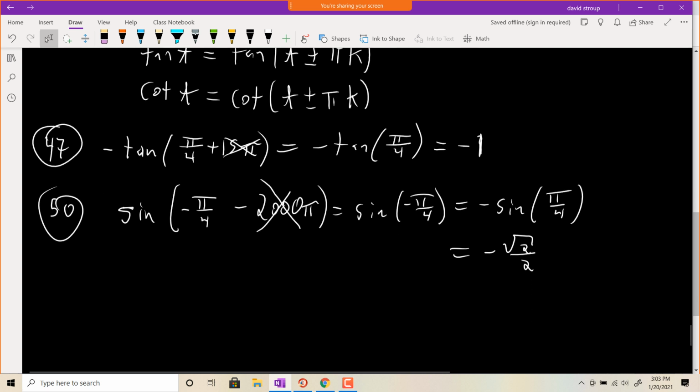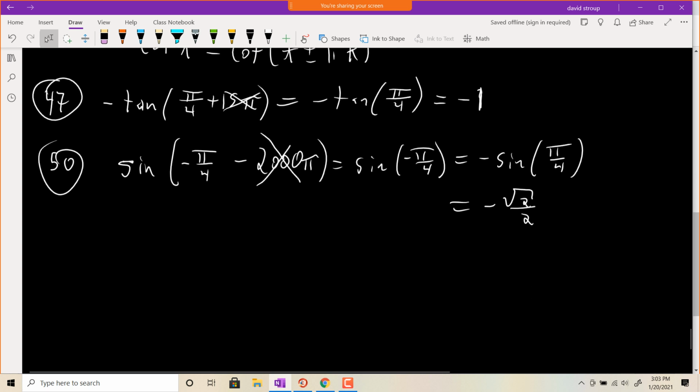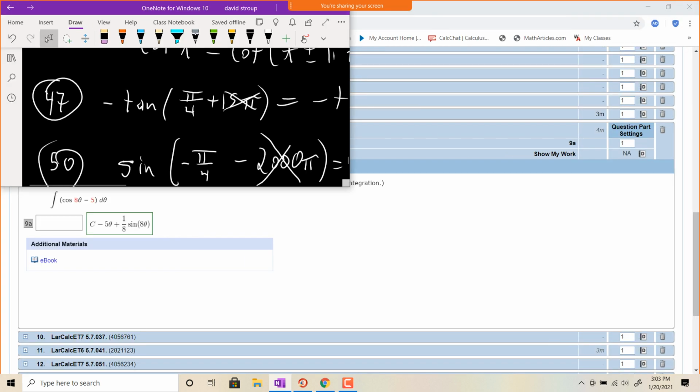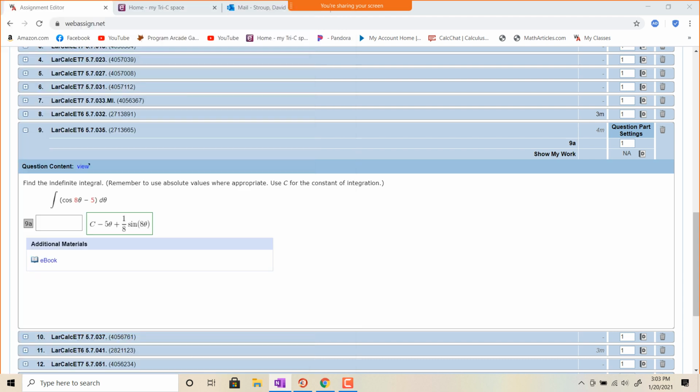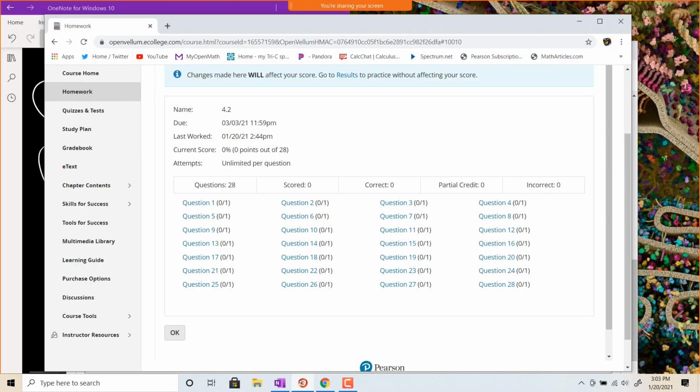Let's see, what else do we have? And that's about it. Let's get into some WebAssign then, or MyMathLab is what we're using, and see what we have there.